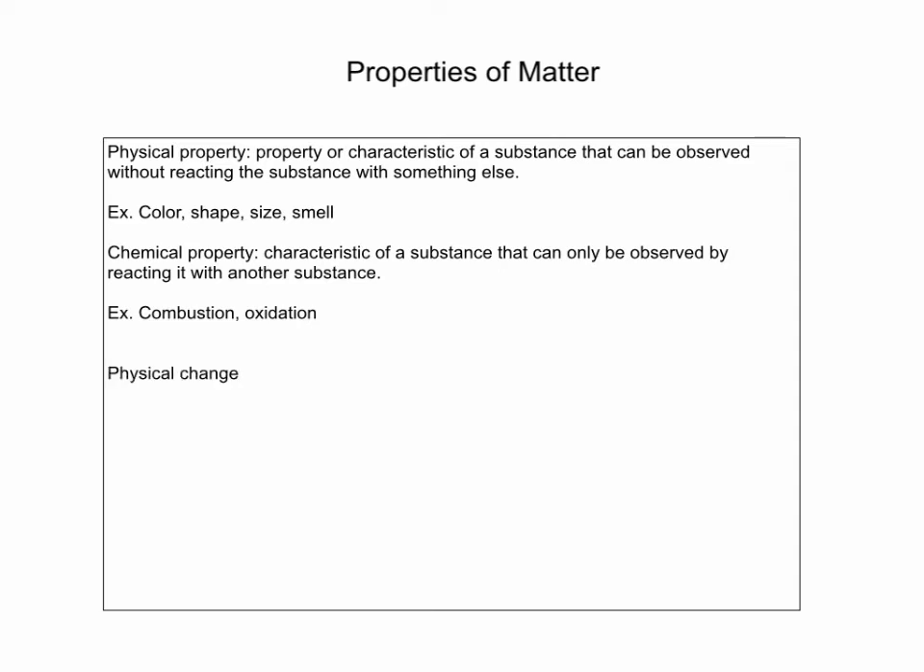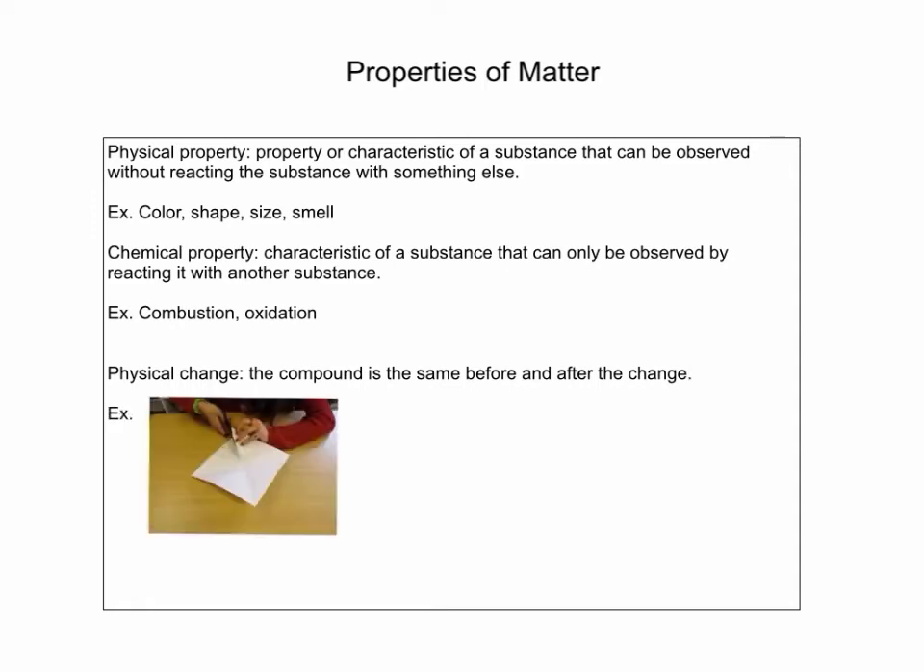In a physical change, the compound or substance that you started with is the same before and after the change. So some examples of this include activities such as cutting a piece of paper. The molecules in the piece of paper before and after cutting the piece of paper are identical. All that has changed is the shape of the paper.